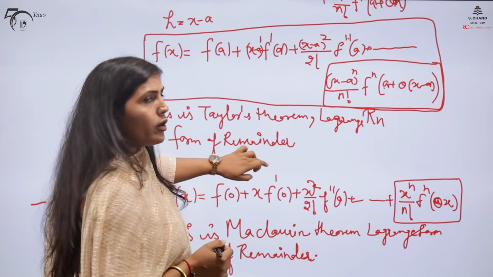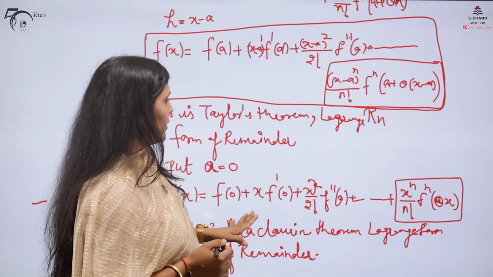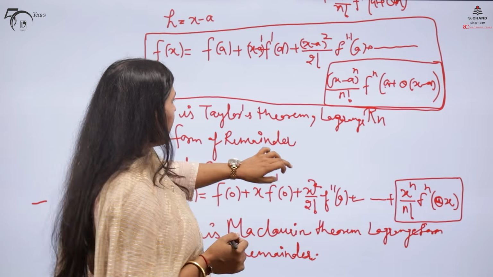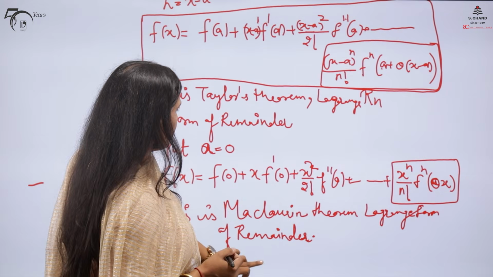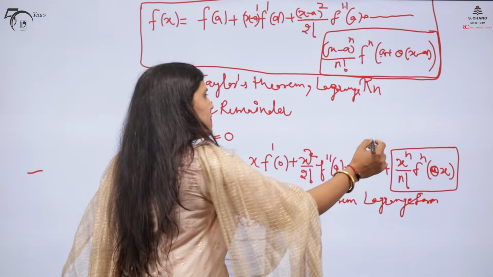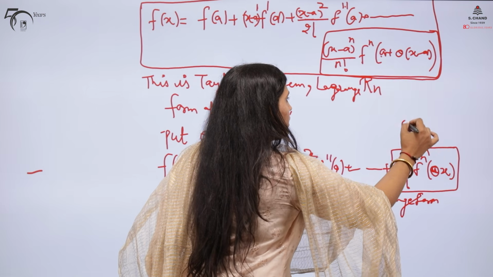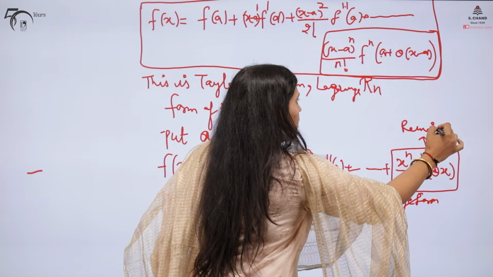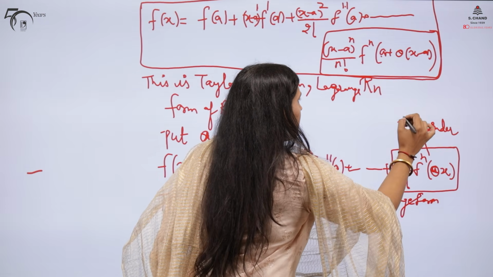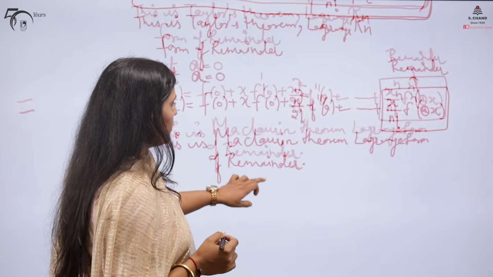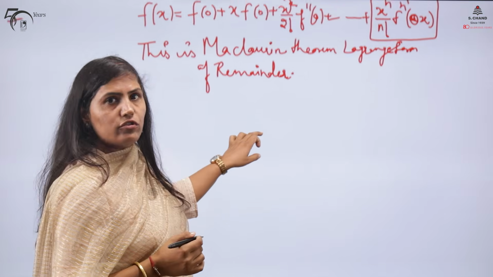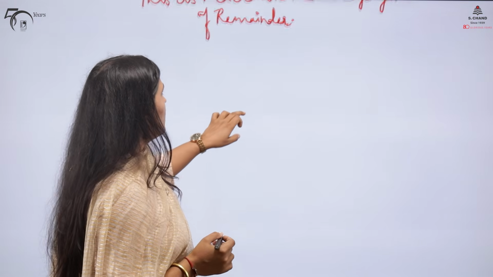So Maclaurin's theorem, Lagrange form of remainder we did, and then Taylor's theorem, Lagrange form of remainder we have done. This is basically called the remainder. Now I will just start with Taylor's theorem, Cauchy's form of remainder. Another form.